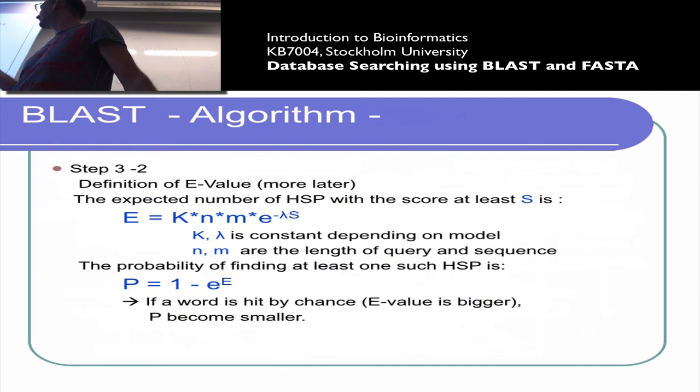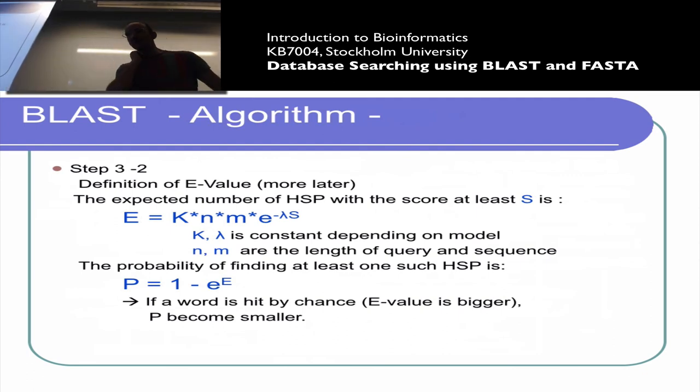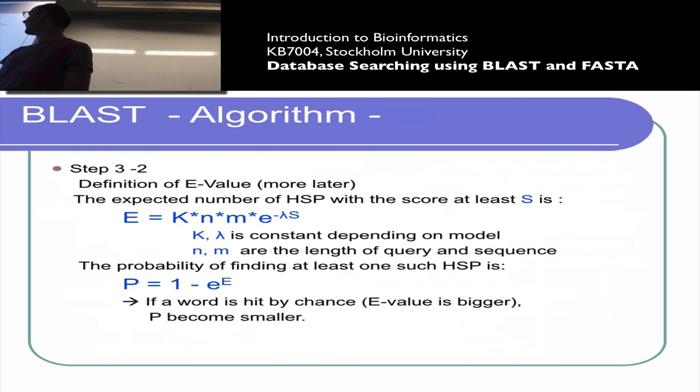And then sometimes you use a p value instead, the probability of finding at least one. The E value is the number that you expect to find by chance, and the p value is the probability to find at least one, so you don't care if you find one or two. Basically for small numbers it's identical. This is one minus e to the power minus E. For small numbers, the probability to find two is so small that the numbers are the same, but for big numbers it's different. And this one can of course never go above one. But we come back to that in the break.